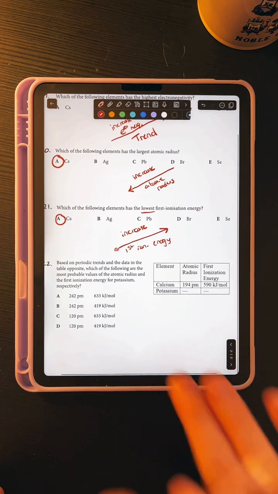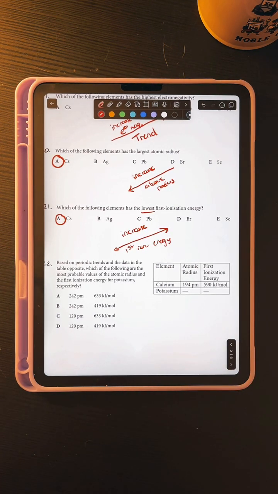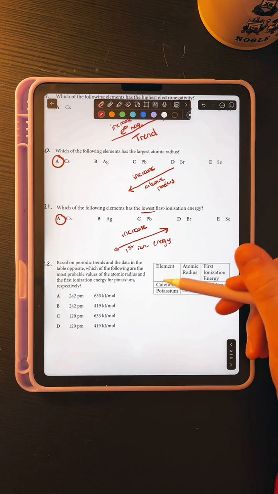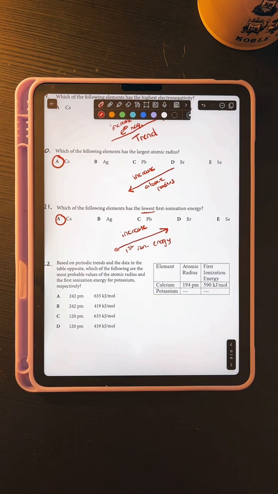You're not cooked for the AP exam. I believe in you. Cesium's working overtime. I know, we got to give cesium a break. Let's give cesium a break and we'll talk about calcium and potassium.